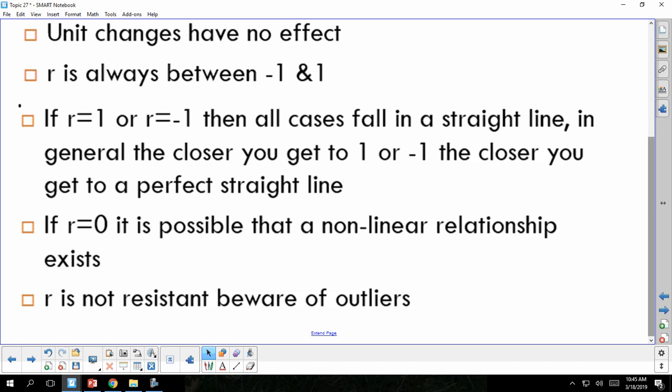And R is not resistant, so beware of outliers. Our value of R can be affected by what we call, in regression analysis or scatter plots, influential observations. Influential observations are observations that deviate substantially from the overall pattern.